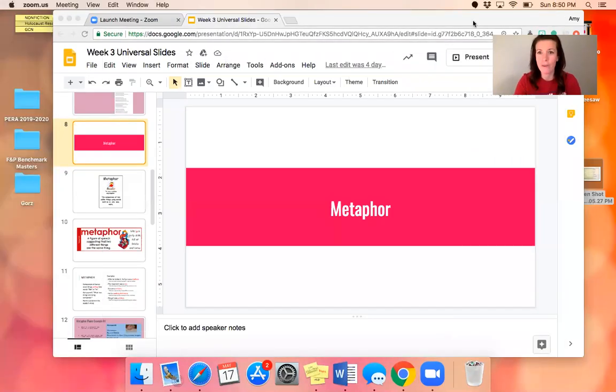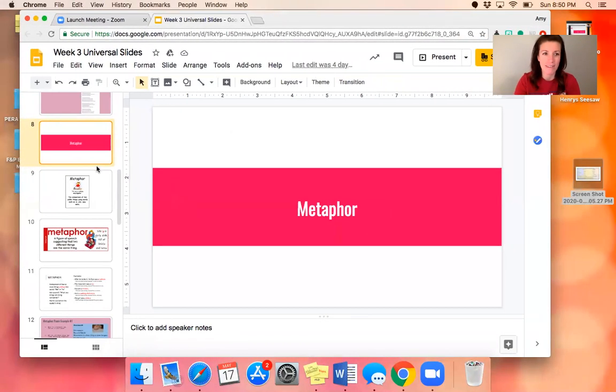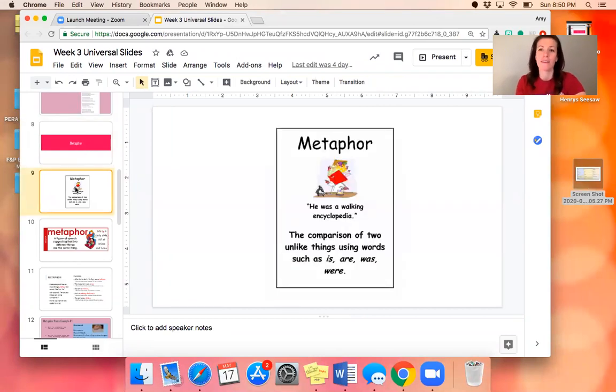There we go. All right. So, metaphor. The definition of a metaphor is really similar to similes, actually. So, it's a really good segue from yesterday's work. Metaphor is a comparison of two unlike things using the words is, are, was, and were. So, same as simile, they're comparing two things, but different because you're not using the words like or as. You're being very direct. You're saying something is something else, or something was something else.